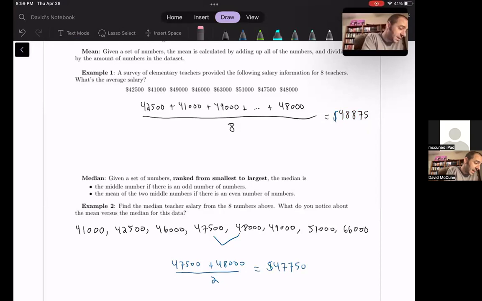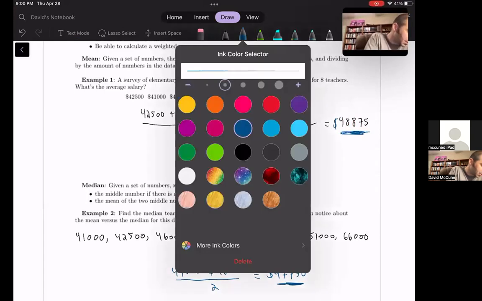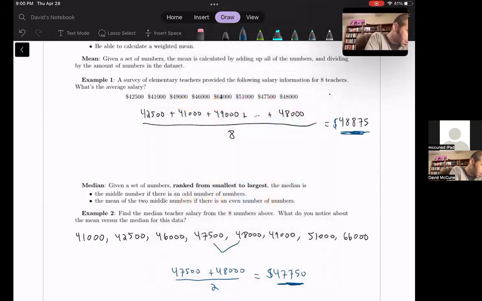So the fact that the average here is bigger, right? That's roughly 49,000. This is roughly 48,000. So the mean is slightly over 1,000 larger than the median. Why is that? And the answer is, if you look at this teacher data, oh, sorry, on the one you have, I should have noticed this earlier. This is 66,000.